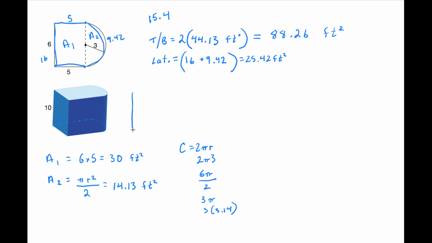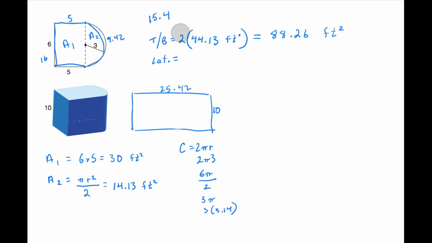Okay. So when we take our label off of this, we got 25.42 here and 10 here. So now we have to multiply by 10. And all we're going to have to do in order to do that, let me shift this down, is shift our decimal. So it's 254.20. All right, and that would be this right here. And that is this part right there.